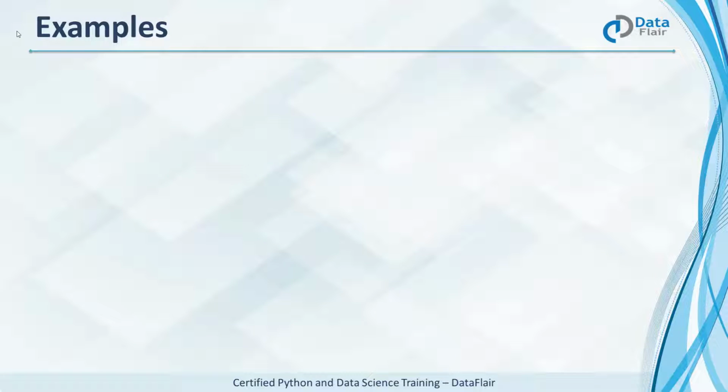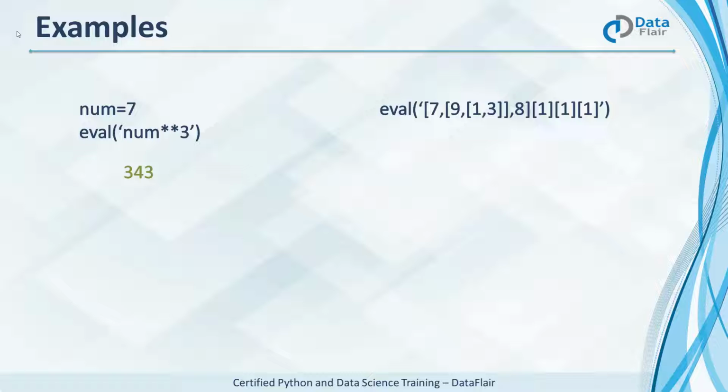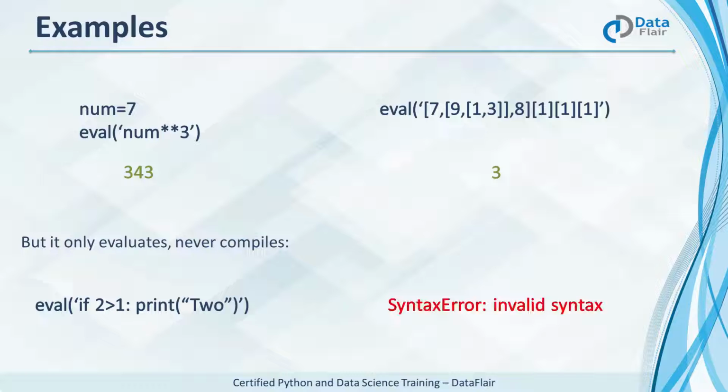Let's take an example. x is 7. If we multiply this by 3 and pass this string to eval, we get 343, because 7 to the power 3 is 343. Sending in a nested list to eval gives us 3. Eval only ever evaluates, it does not compile. An if statement in eval raises a syntax error.